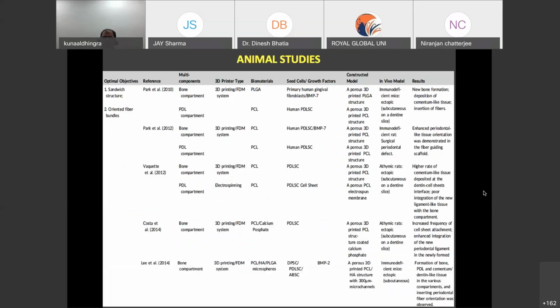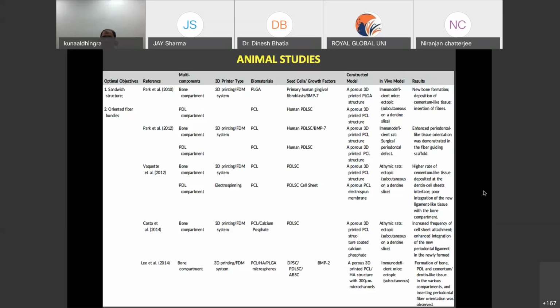Now, after describing the materials, let me discuss what animal studies have shown regarding periodontal regeneration: which printer was used, what biomaterial was used for 3D printing, and what growth factor was used. As I described the periodontal regeneration triad, we are going to see the results. A sandwich structure was obtained when 3D printing was done with the fused deposition method. The biomaterial was PLGA, the cells were human gingival fibroblasts, and the 3D printed PLGA structure was used in immunodeficient mice.